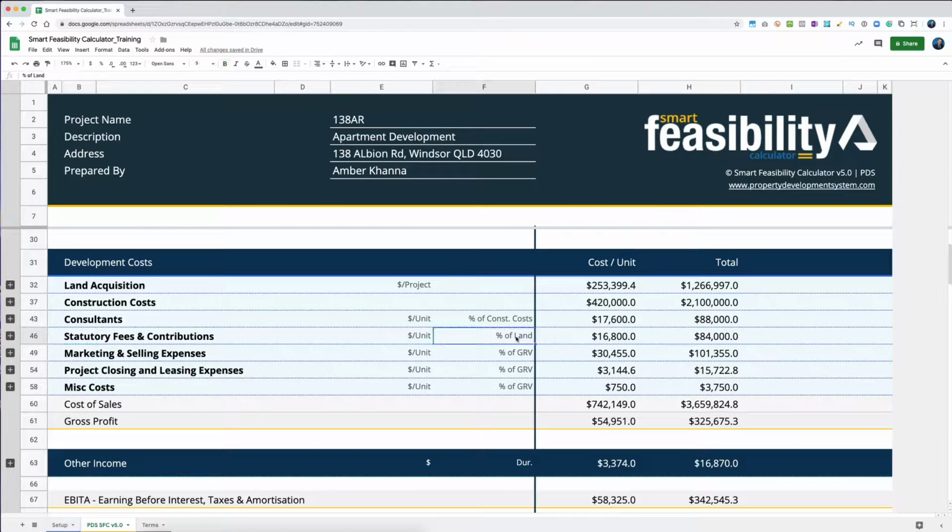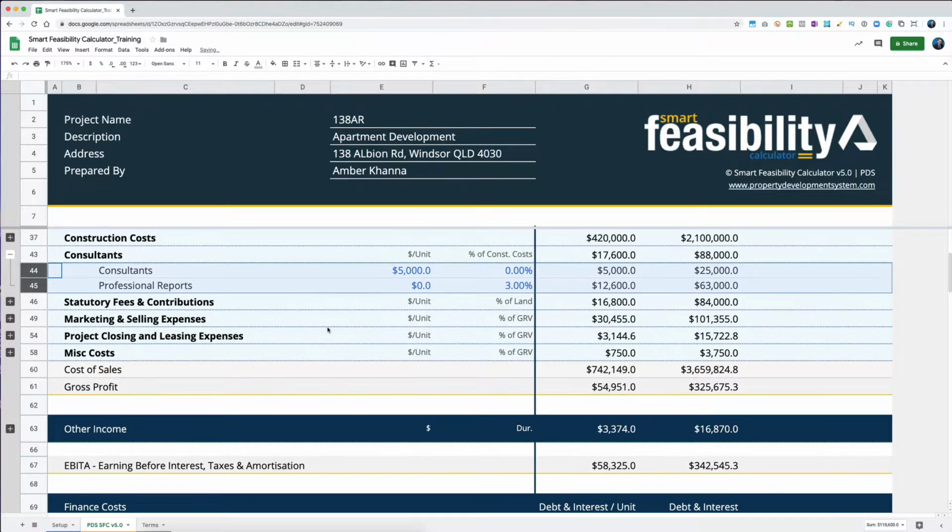Stat fees are always done based on the percentage of the land, and your marketing, closing, and miscellaneous costs are all done as a percentage of the total sale value. So GRV stands for gross realization value. So let's just go into consultants and see what we've got here.